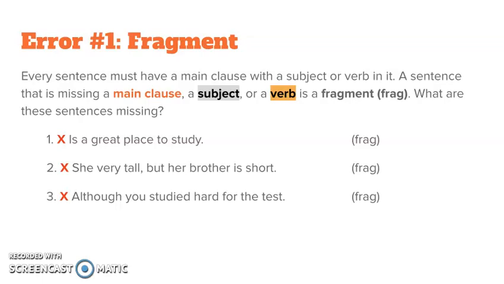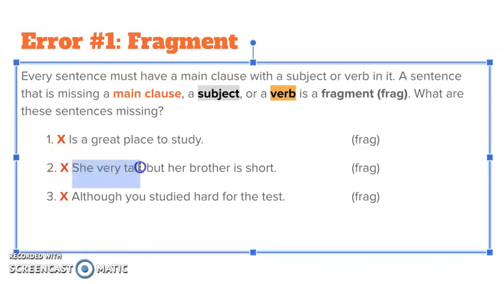So number one, is a great place to study. What's it missing? It's missing the subject. You'd have to say something like, the library is a great place to study. So there's something wrong with that sentence. Number two, she very tall, but her brother is short. So it looks here like we have two main clauses, but the first one is missing a verb. There's no verb there. So we need to add the verb. Probably is would be a good one.